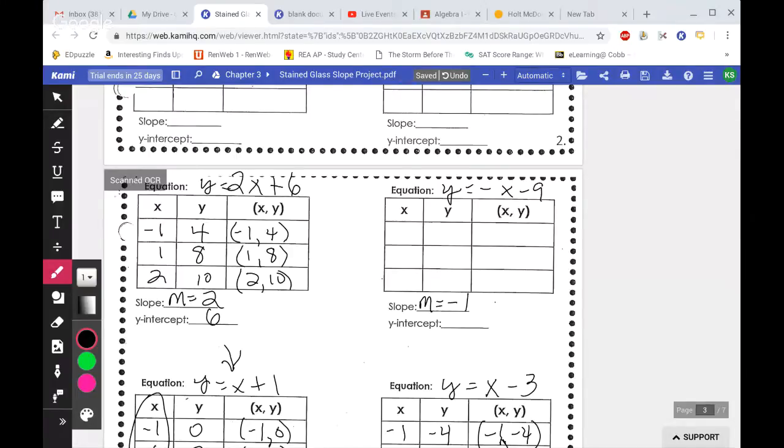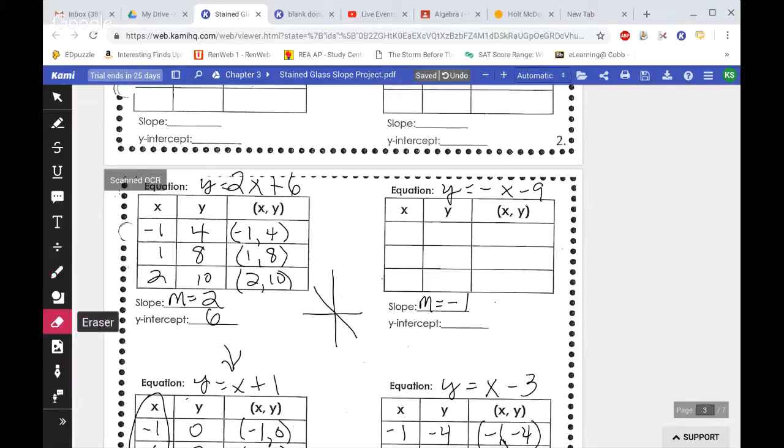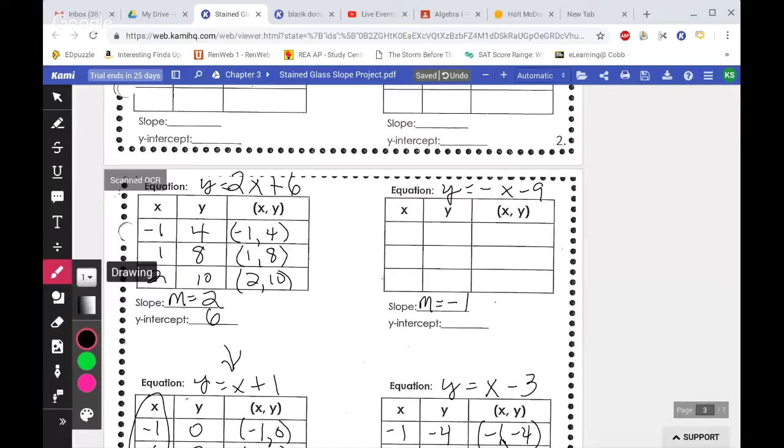So the slope is negative 1, which means instead of the line looking like this on the graph, it's going to look like this. Okay. It actually changes the slant on it. So it's going to fall from left to right instead of rise from left to right. I think I said that right.